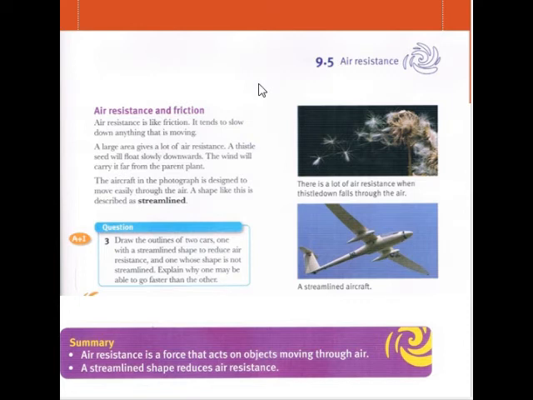Why? Because a shape like this is described as streamlined. It means that it is very easy to push through the air. That's why this one is called streamlined. Okay, students, from this subchapter 9.5, we can make a summary like this. One, air resistance is a force that acts on objects moving through air. Then, streamlined shape reduces air resistance.